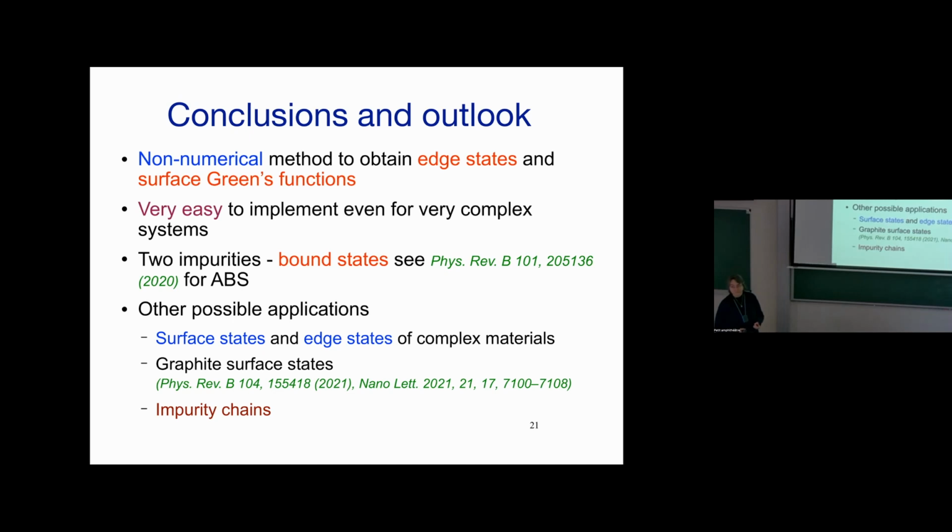Can you apply this also to interacting systems? No, for now you need a single particle Green function to do it. Maybe you could do some Hartree-Fock, but otherwise, for me, you need a single particle Green function to start with. If you can approximate that, then yes, but otherwise, no.